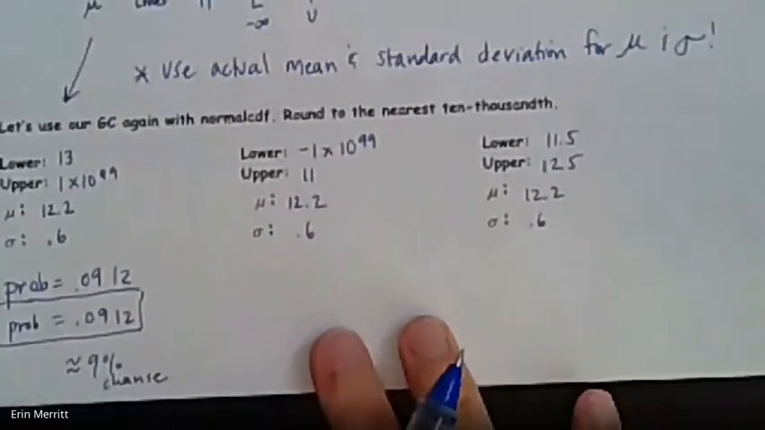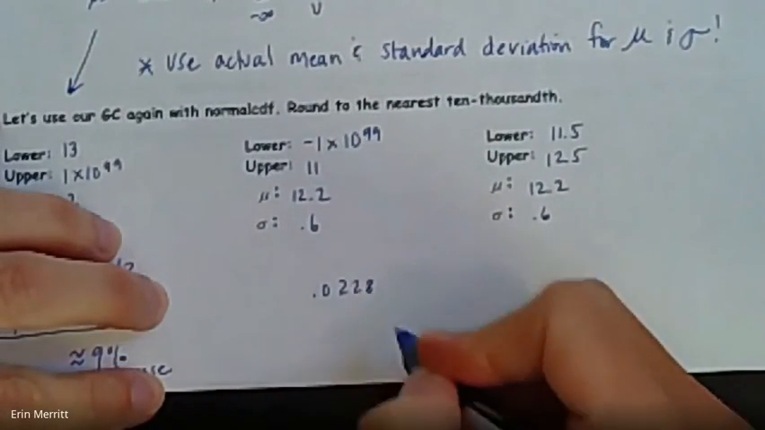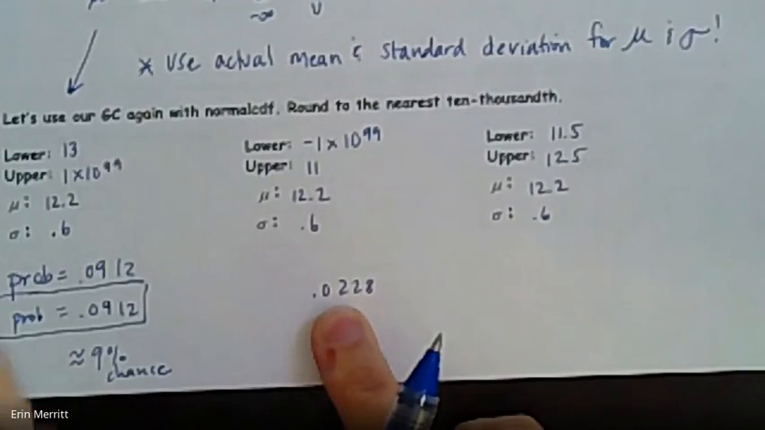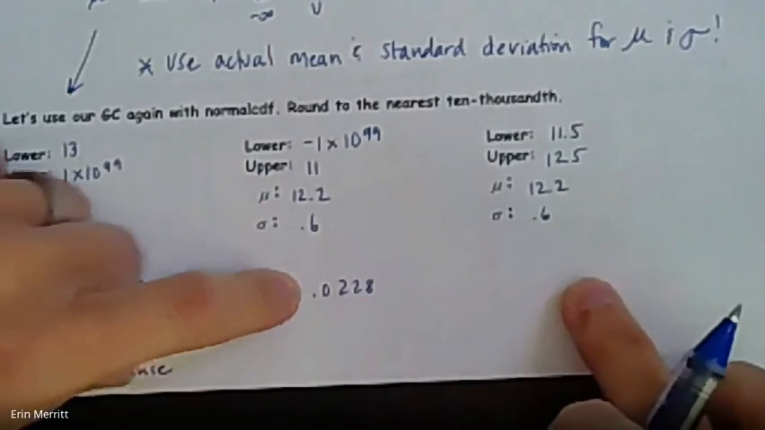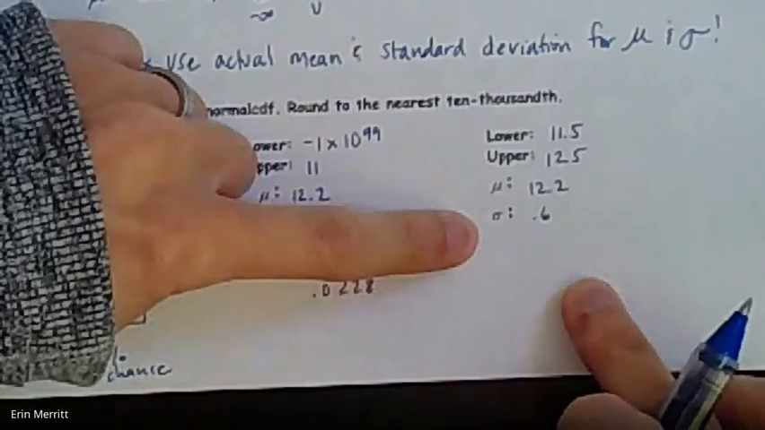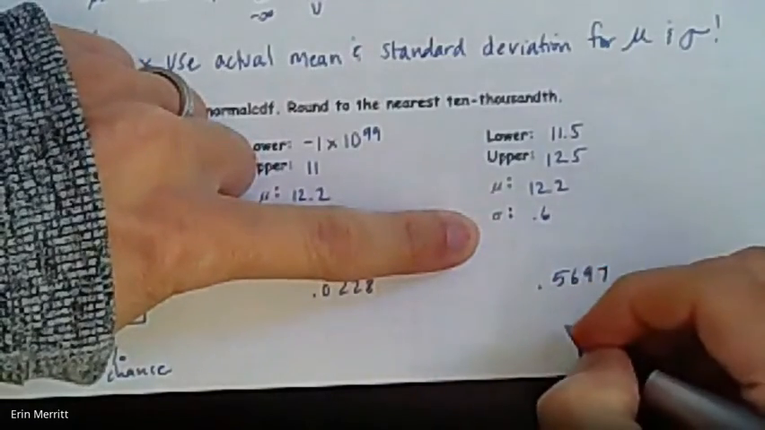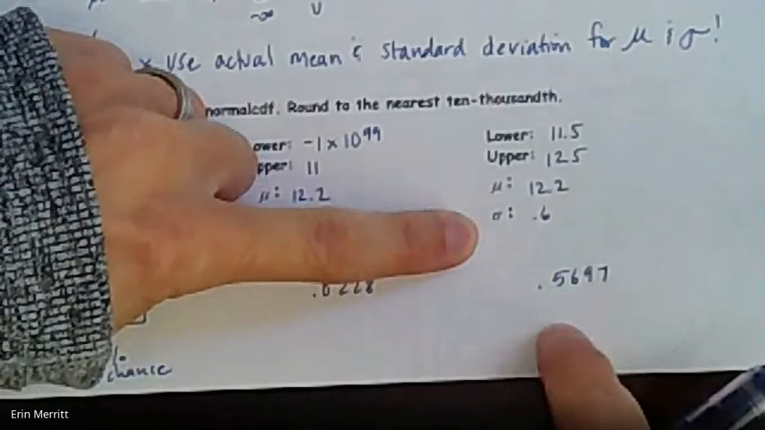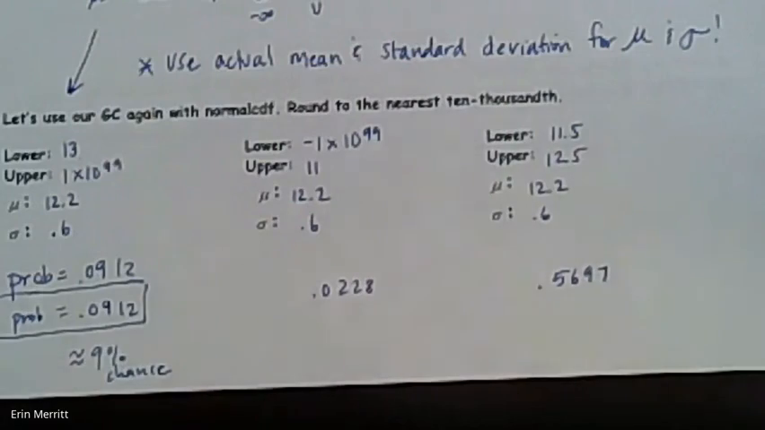Right. If you want to check your answers, this one comes out to be 0.0228. So it's about a 2% chance that they would really shortchange you on your soda and be less than 11 ounces. And then here, this one comes out to be 0.5697. So you're looking at about a 57% chance that the soda is going to be somewhere between 11 and a half and 12 and a half ounces, which makes sense. Those are values right near the middle. That's where the bulk should be. So more than 50%.